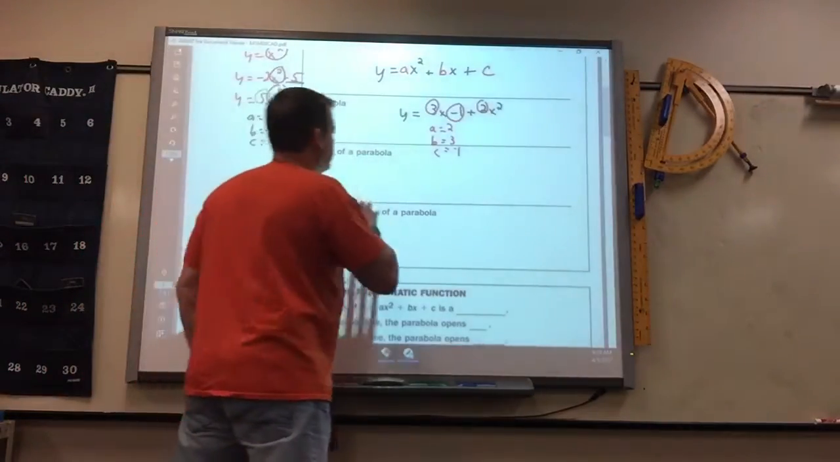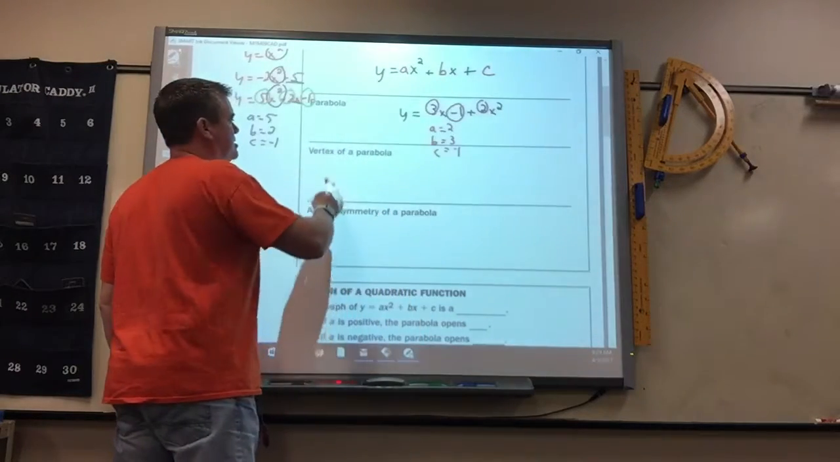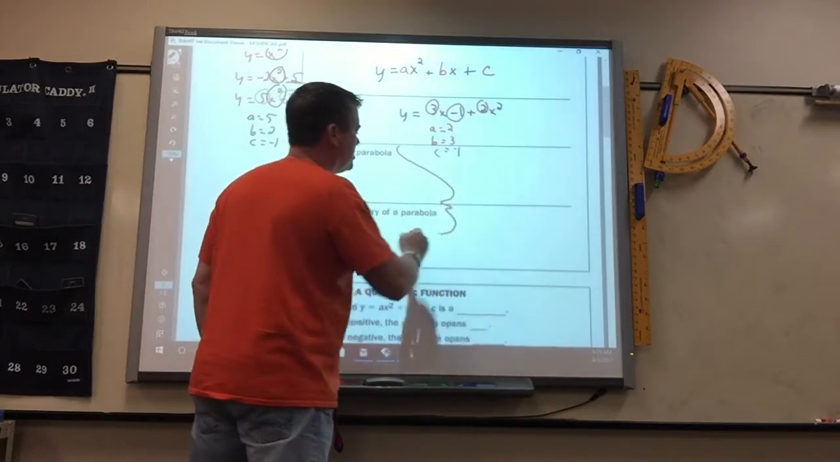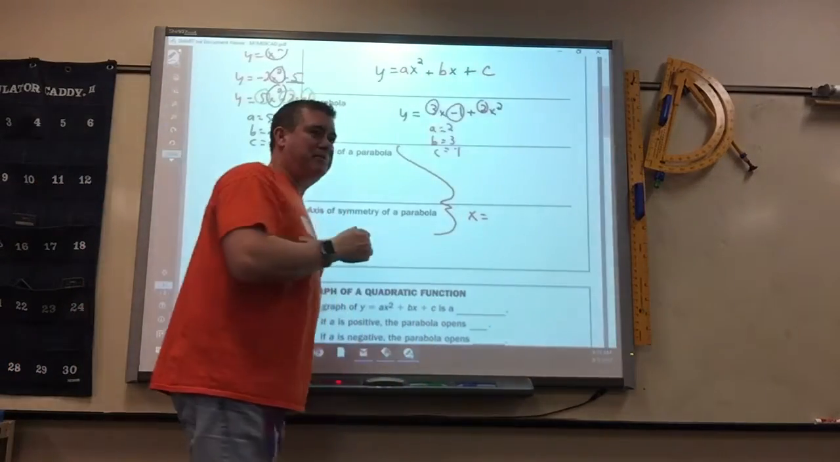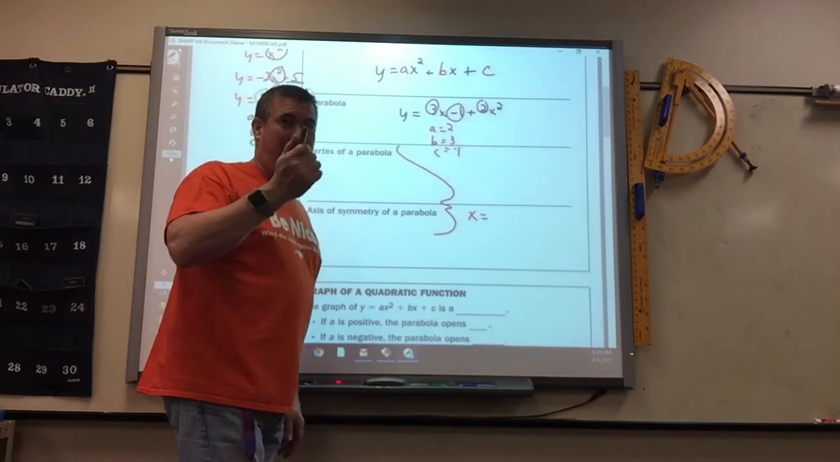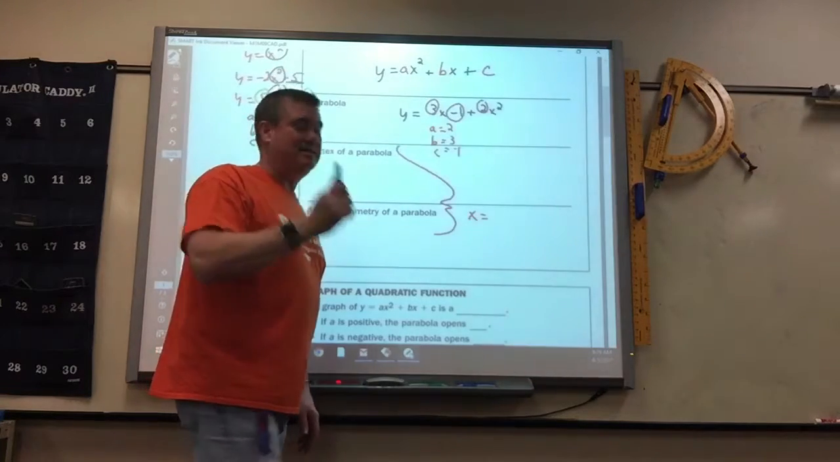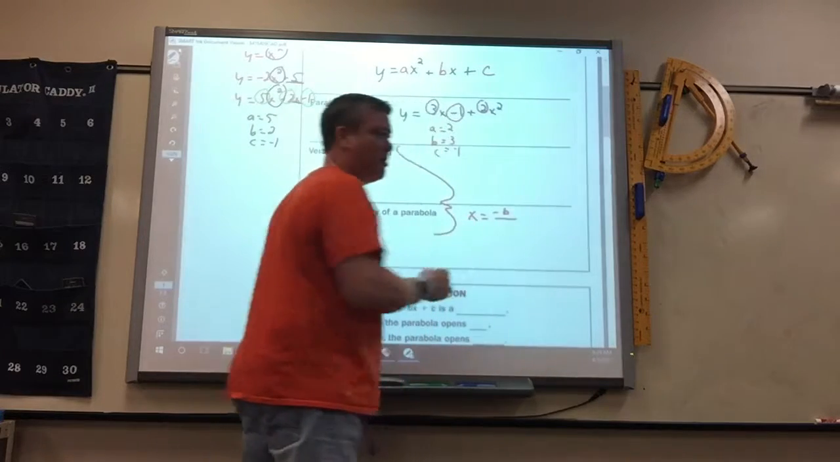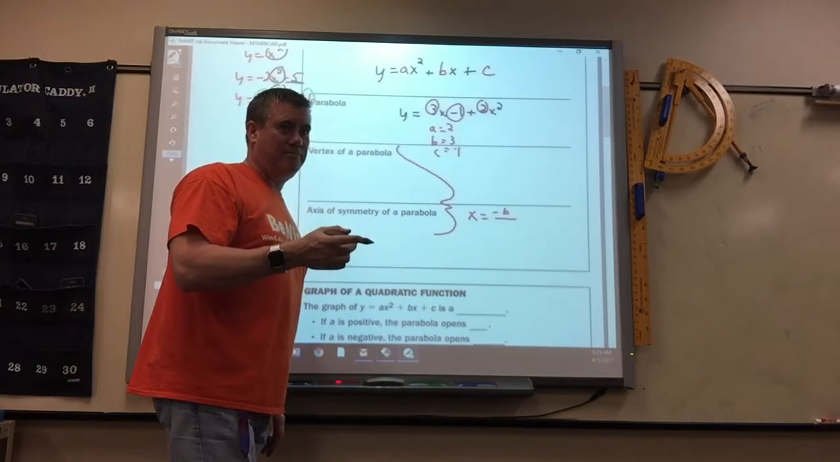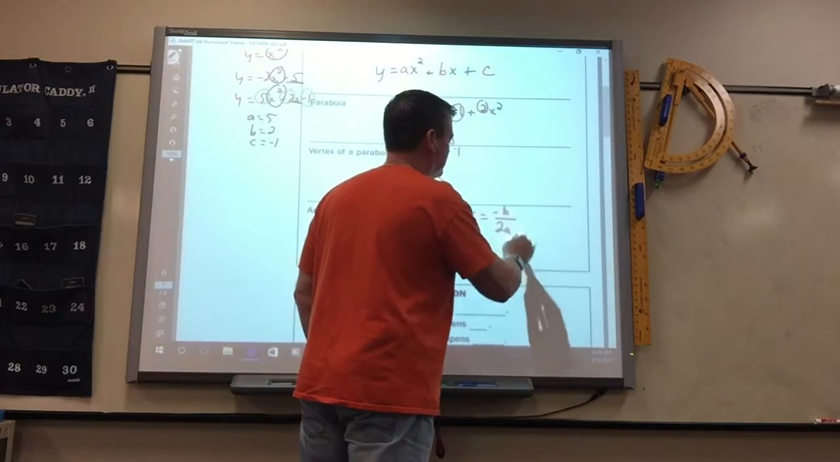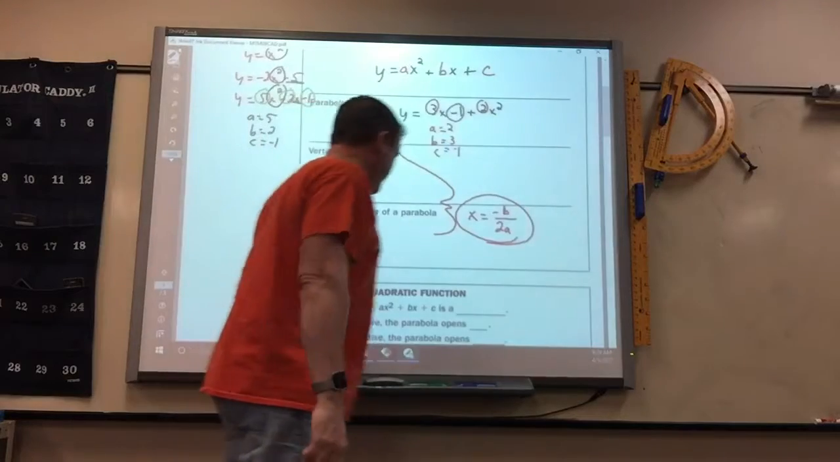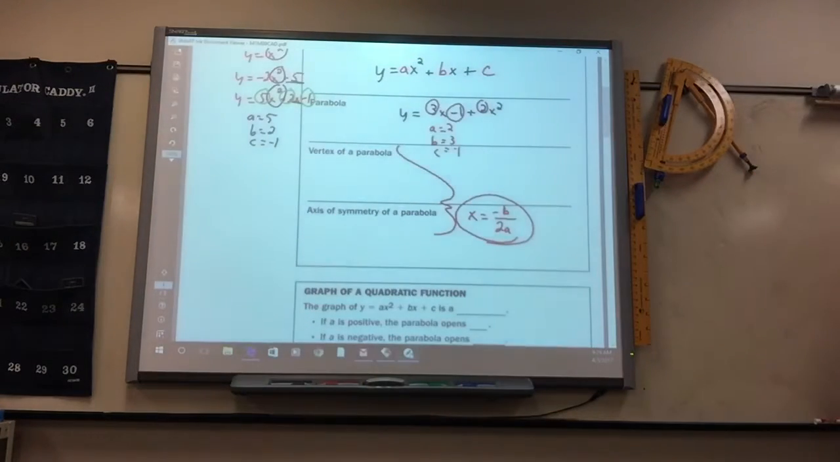So, vertex of a parabola and axis of symmetry, you do the same thing to find these. It's x equals, anyone remember what it was from yesterday? Negative b divided by... negative b over A. Close. X squared. No, B squared. 2a. X equals negative b over 2a. That's the thing you got to start with every single time. Negative b over 2a.